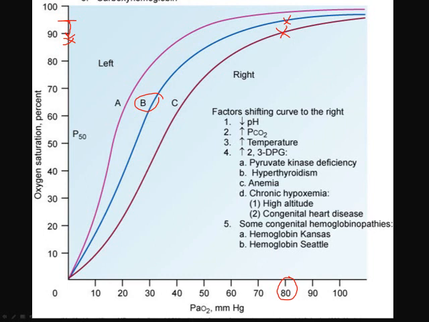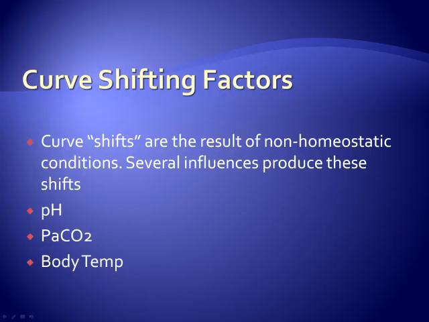Now, what does this mean? Well, first of all, it means that the hemoglobin is not as likely to want to bind oxygen in the first place. And then it's more likely to want to let it go. So these are the three factors that are going to result in the patient having a shift to the left or the right. We're going to have a change in pH, a change in CO2, or a change in body temperature.